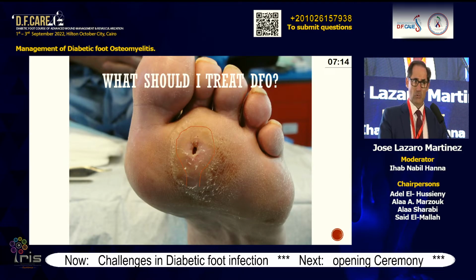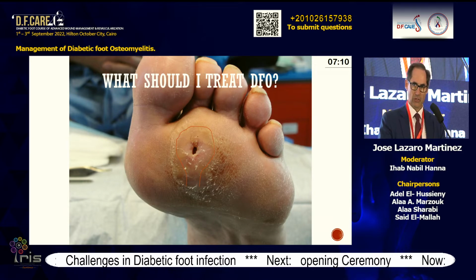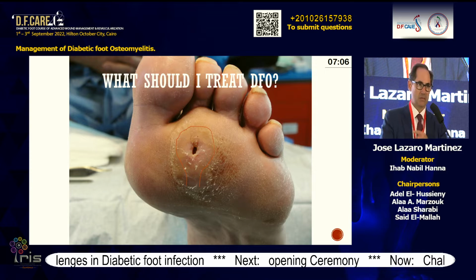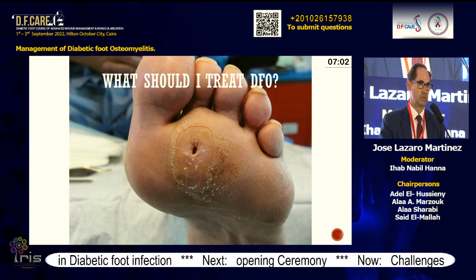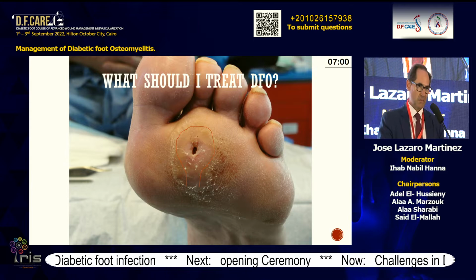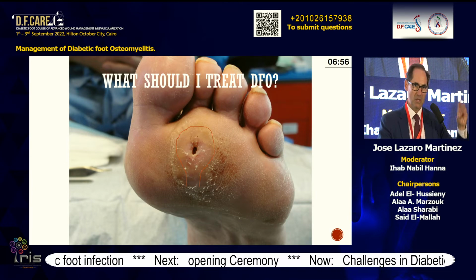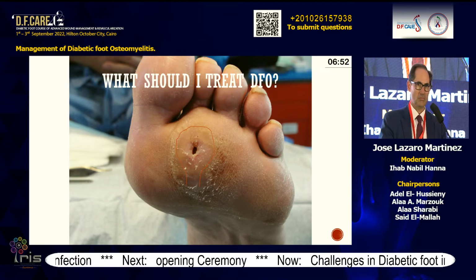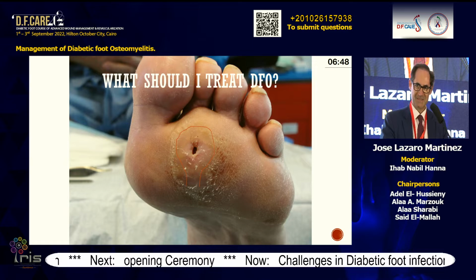Let's go to management, to the treatment. How should I treat this diabetic foot osteomyelitis? How many of you vote for surgery? You can raise your hands. How many of you? Nobody? Here there are a lot of surgeons. Only 3? How many of you are going for antibiotics? The rest of you don't think to treat the patient?